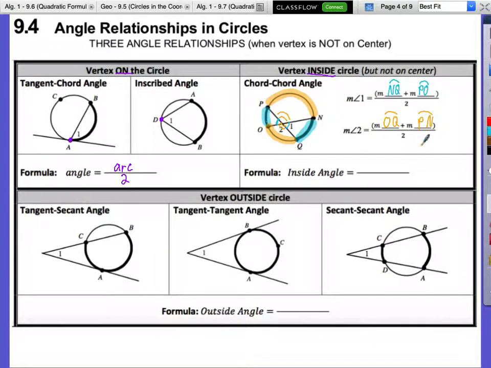So does it matter which one you add first? No, because you can add either way. Okay, so for our inside angle, our formula we're going to write down in here, we'll just say arc plus arc over 2. Yep, divided by 2.